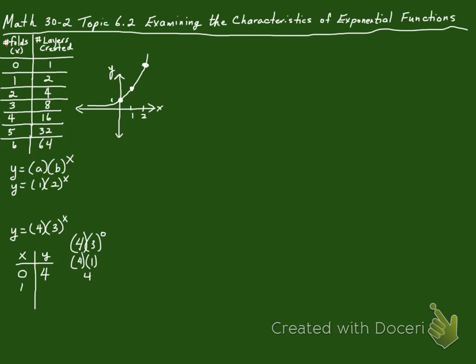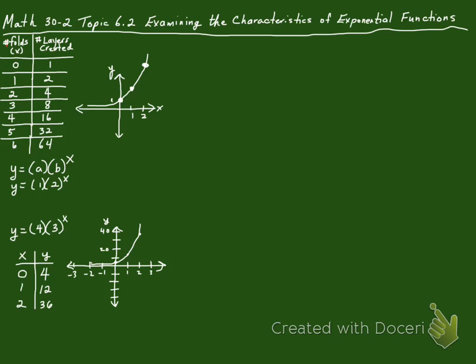When x is 1, y is going to be 12, because 4 times 3 to the power of 1 is 4 times 3, which is 12. Lastly, when x is 2, 4 times 3 to the power of 2 is 4 times 3 squared, which is 4 times 9, which is 36. Now let's plot these 3 points. If you go up by tens on the y-axis, you can plot (0, 4) very low, and you can plot (1, 12), and then you can plot (2, 36). So that's what our graph's going to look like. It's going to go through those points.